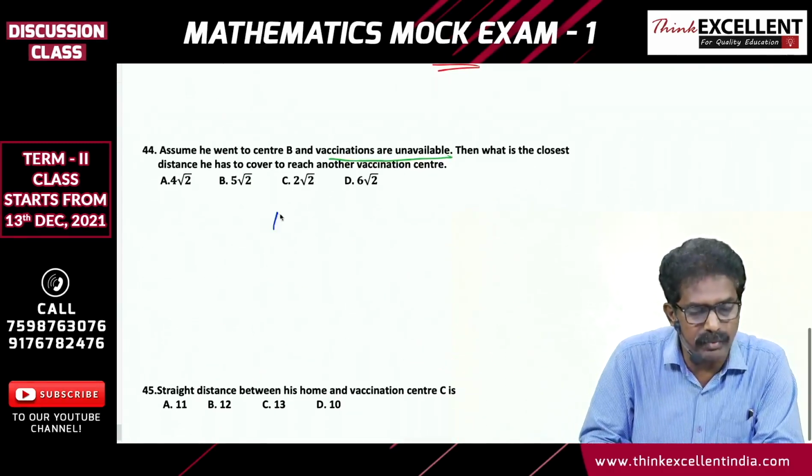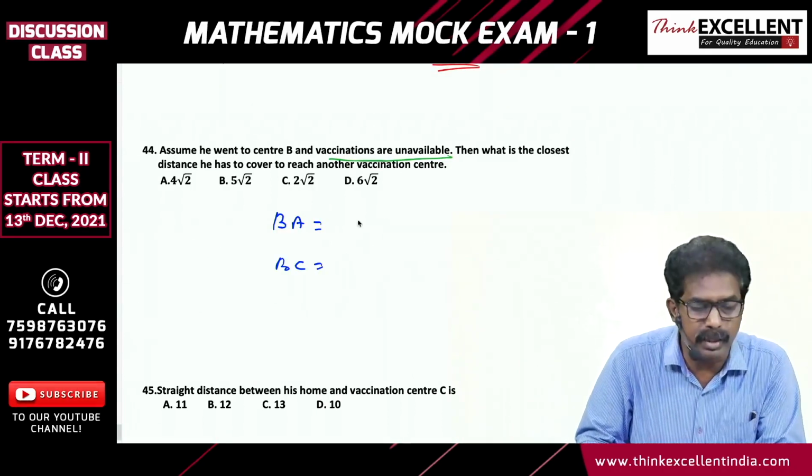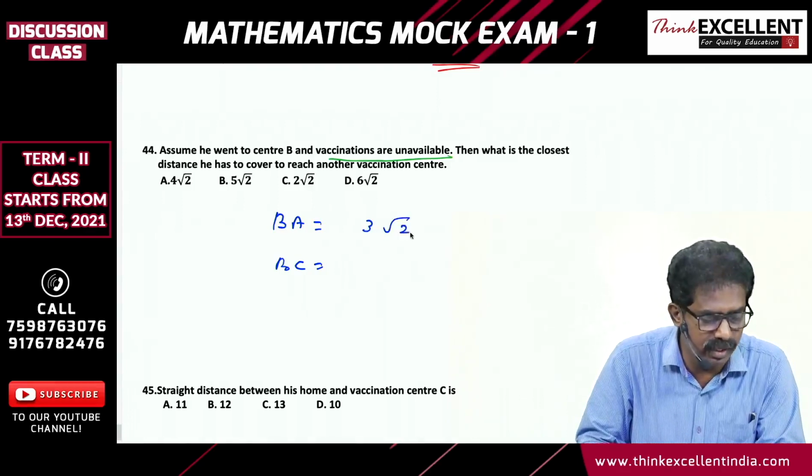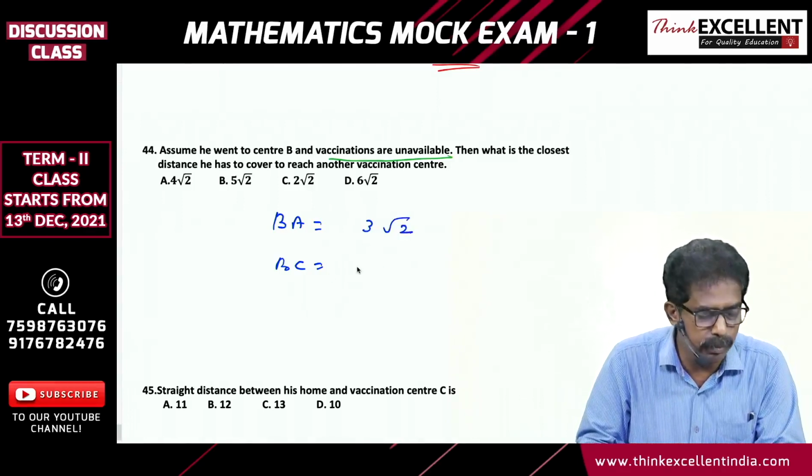Better always do the calculation. BA and BC, both you find out. BA, I'm not spending time on that. All of you know how to do the distance formula. You are getting 3 root 2. BC, you will get 2 root 2. This is the nearest one, right?